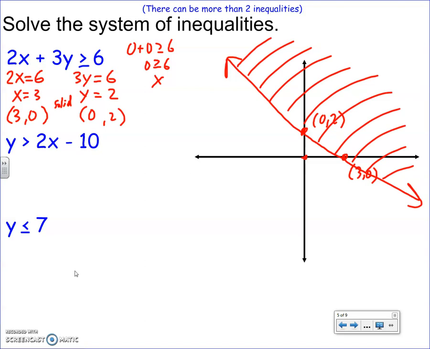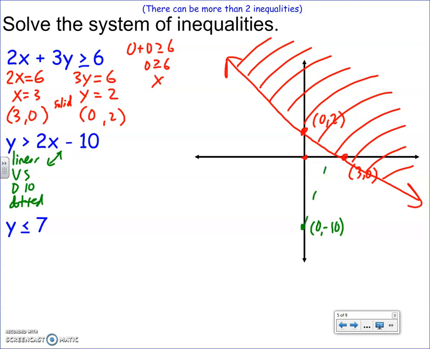Alright, then I do the next one. That is not standard form, but I can do transformations. We know that's linear. It's a diagonal line going upwards. It's vertically stretched by 2. It is down 10. And it is dotted. So from 0, 0, I go down 10. 0, negative 10. I draw a diagonal line, but it is vertically stretched, so it's taller, and it's dotted.